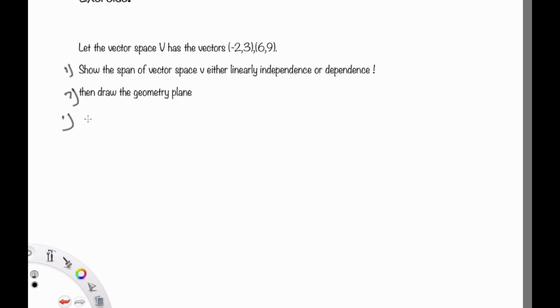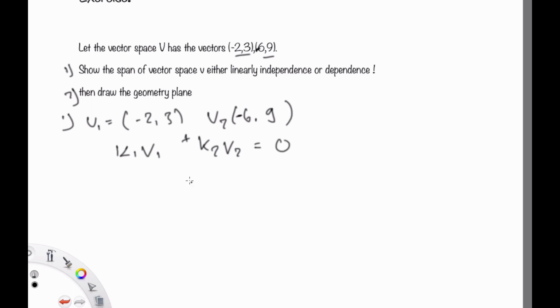If you have u1, we can notate it as u1 and u2. So u1 is (-2, 3) and u2 is (-6, 1). Sorry, I made a mistake in the task. And then for this one, you will get k1 v1 plus k2 v2 equal to 0.